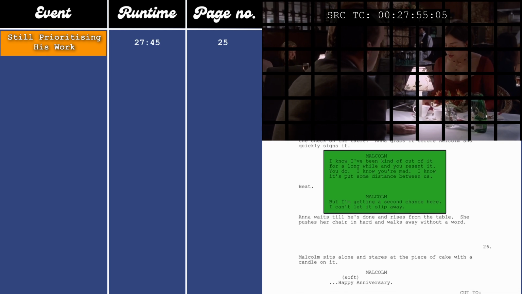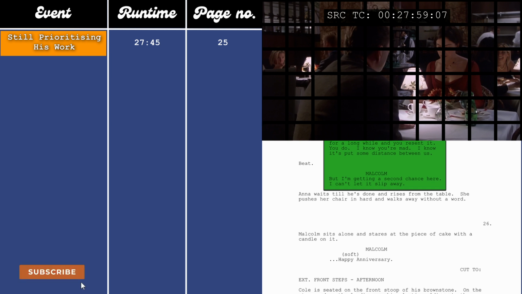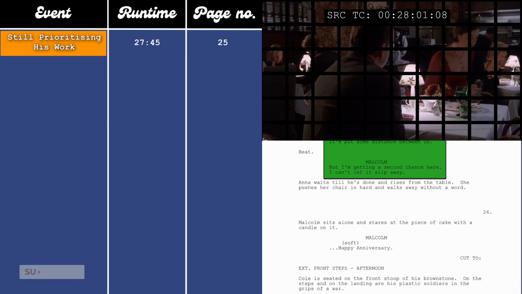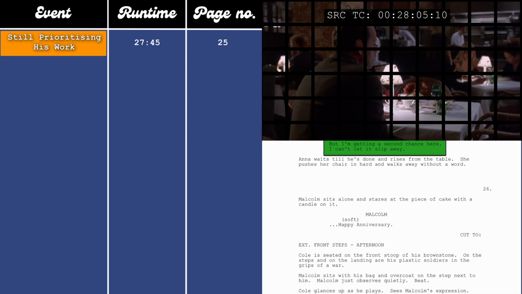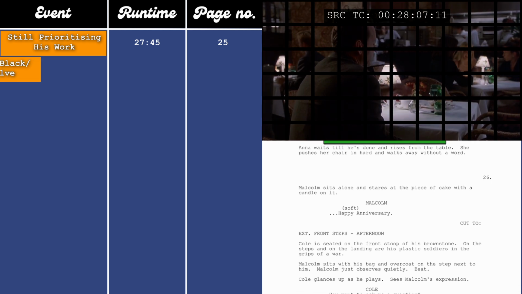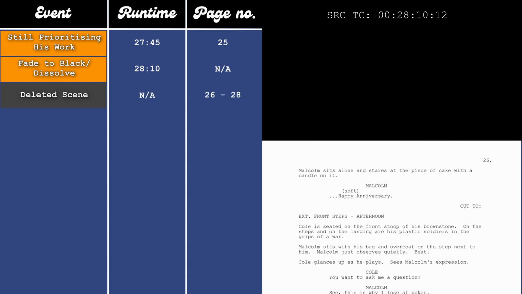Which pushes forward his redemption arc, but it's at the cost of his marriage. He's still putting his work above her. So he's basically prioritising the A plot at the cost of the B plot. And at the 28-minute and 10-second mark, we fade to black into our first deleted scene, which happens between pages 26 and 28. I'm just going to let it play in full here.